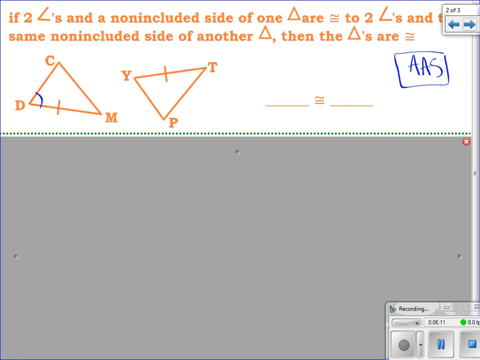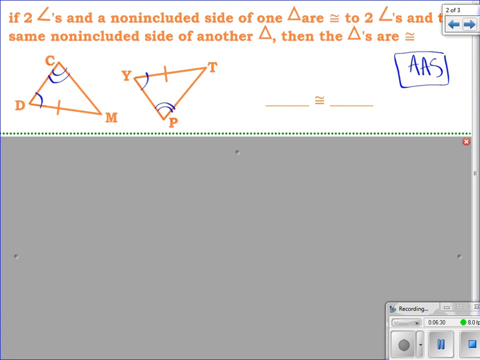It's angle Y. Okay, we can't pick D with M, so I have to pick, yep. And that goes with P. So now this is a picture of angle, angle, side. Two angles and then a side that is not in between them.